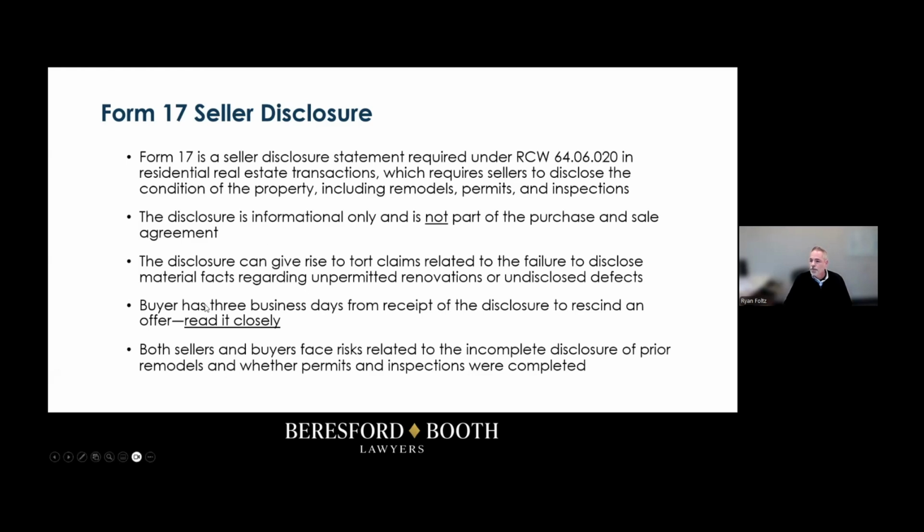So read the Form 17 closely and look at all of the different portions of it. It is structured in a way that it goes through different elements of the property, structure, utilities, other things like that. So pay particular attention to what's being disclosed. And if there are any issues or questions as a buyer, you're going to want to follow up. So both buyers and sellers do face risk with the disclosure document itself. The sellers face risk for failing to disclose. Buyers face risk if they fail to follow up on evidence or notice of potential problems with the property.